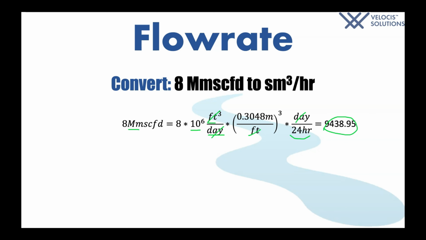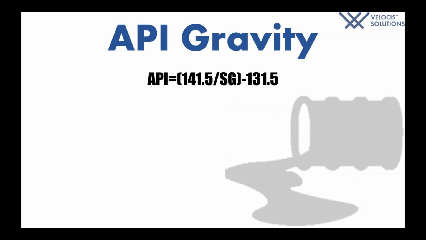Here we have a parameter called API gravity, which is very important for the oil and gas industry. API, or American Petroleum Institute gravity, is the measure of how heavy or light a petroleum liquid is compared to water. It can be found by dividing 141.5 by specific gravity and minus 131.5. Specific gravity is found by comparing the density of the fluid to that of water.